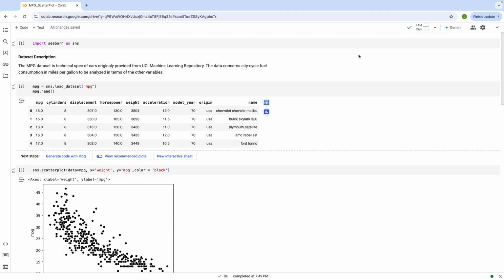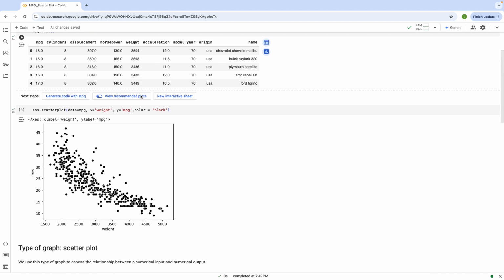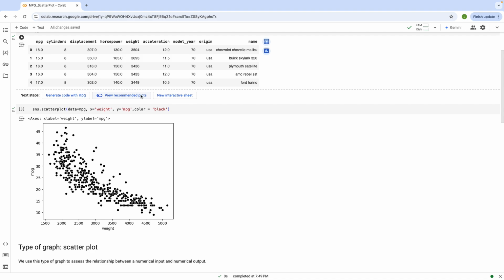Today we're going to be talking about types of graphs to display. This data set is the MPG data set, and it's the technical specs of cars. This is available through the UCI machine learning repository. In terms of the variables that you have available, they're everything from MPG to cylinders to displacement to horsepower to weight. Here we're interested in showing the relationship between weight and miles per gallon.